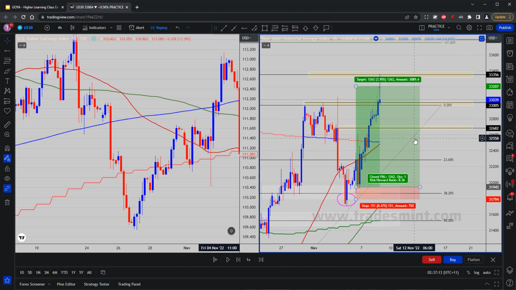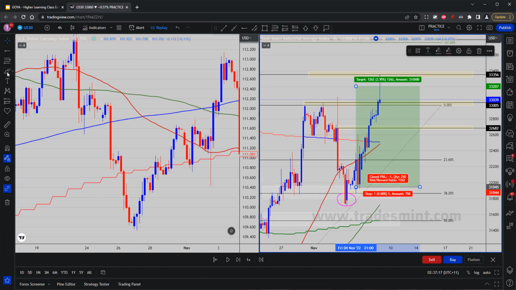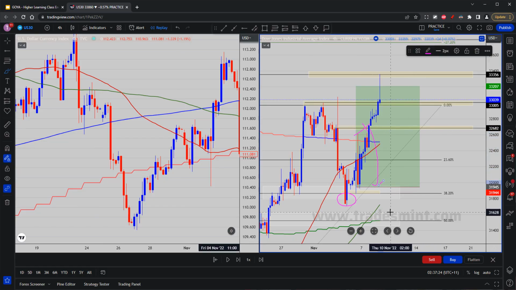Still gives me a great risk reward, and of course our stop loss was break even as soon as we broke the first obstacle around here. Stop loss break even. There's no reason for the price to come back over here. Okay, so that's basically how I would have structured my trade on this one.